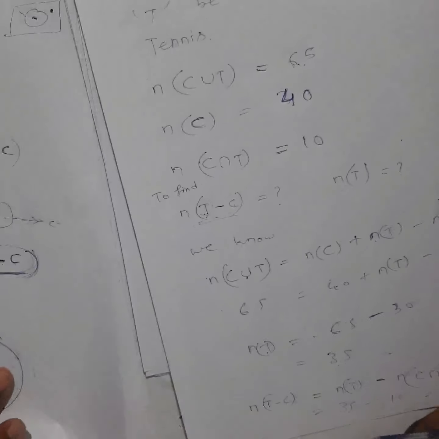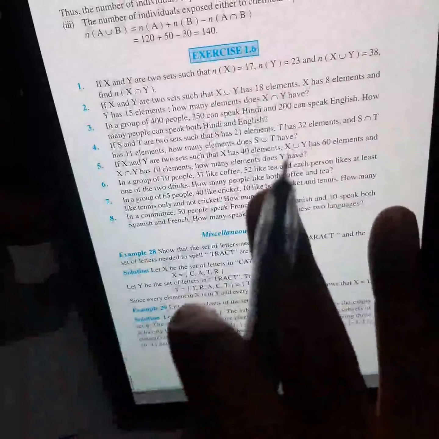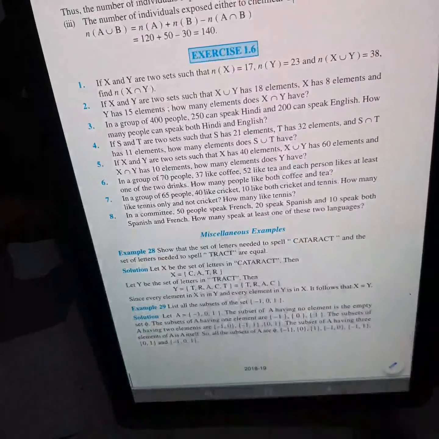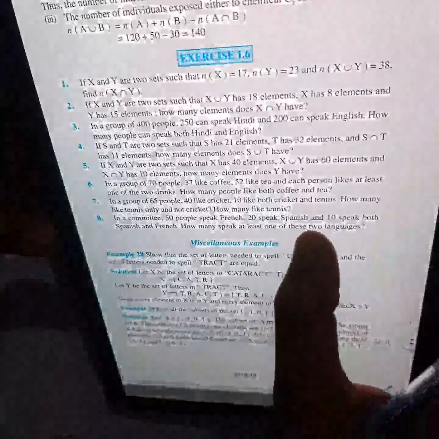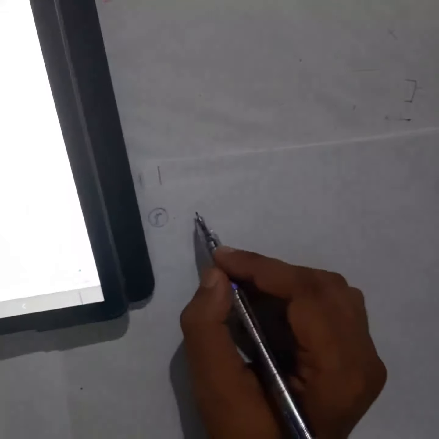Next, let's move to question number 8, I guess, right? Last question. Number 8 is a very simple question again. What they have said, see here. In a committee 50 people speak French. In a committee there will obviously be people, right? Out of that they have said 50 people speak French, 20 people speak Spanish, and 10 speak both Spanish and French. So from this you can easily understand, I guess. I hope you can write.